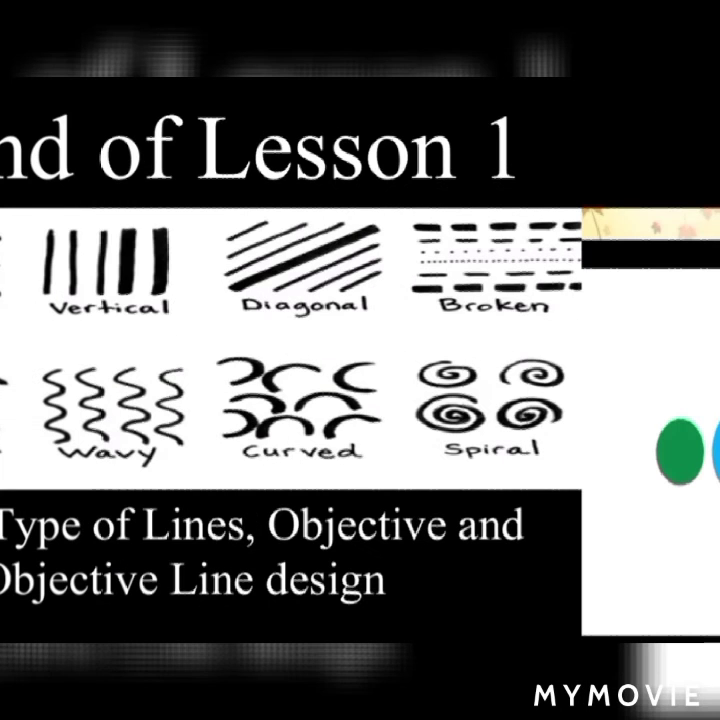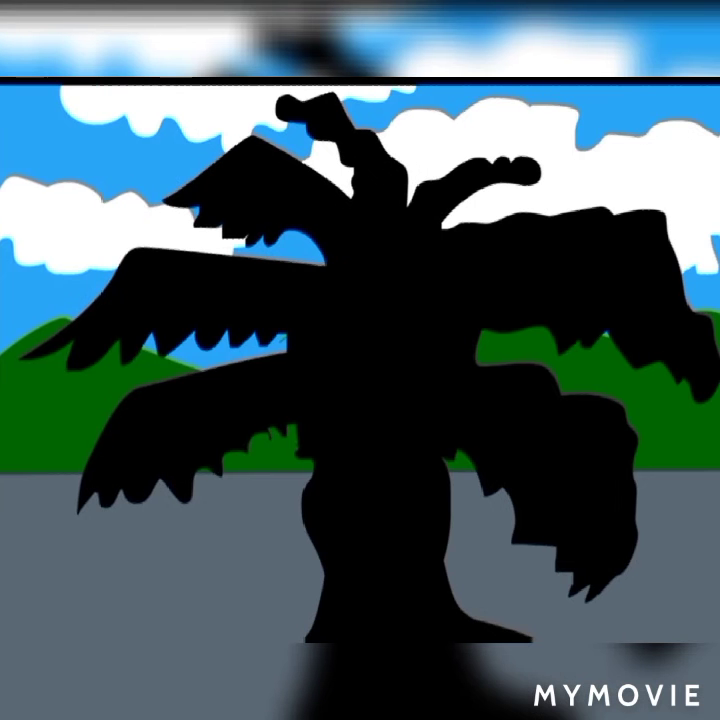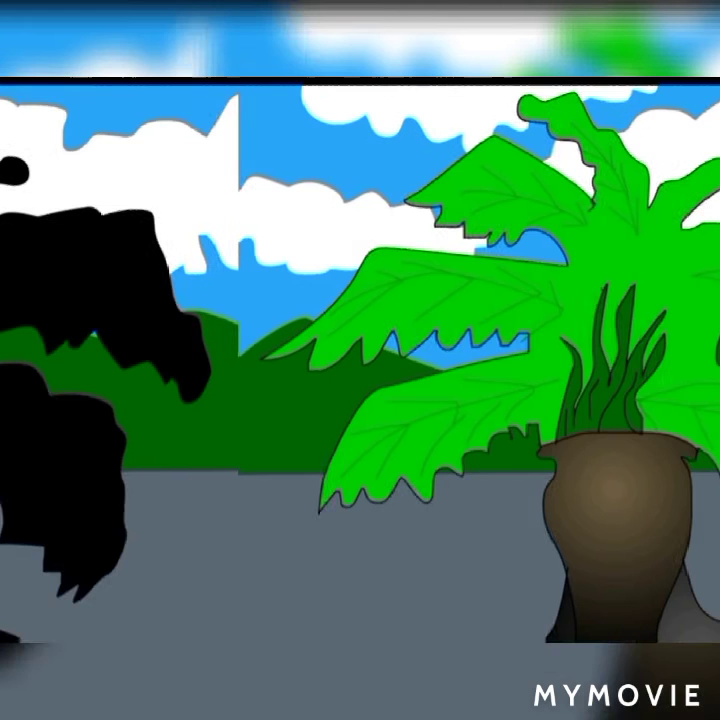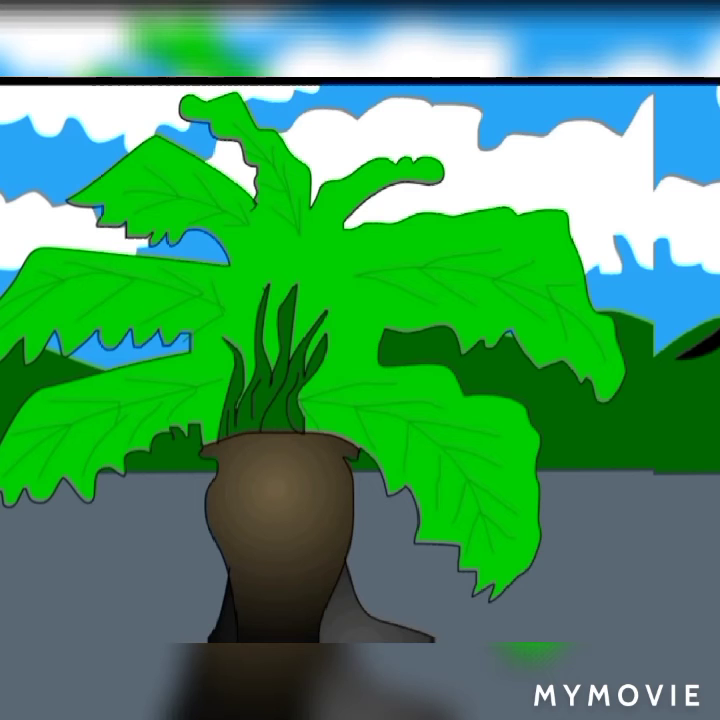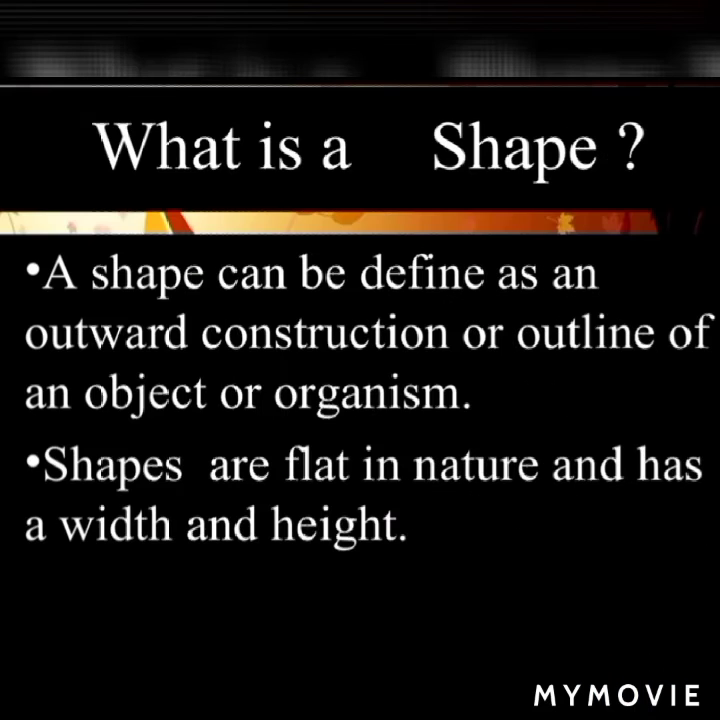So at the end of the lines chapter, we have seen different types of lines and how they are arranged. Next, we will move towards shapes. What are shapes? These are different types of shapes. So, we will study what a shape is.